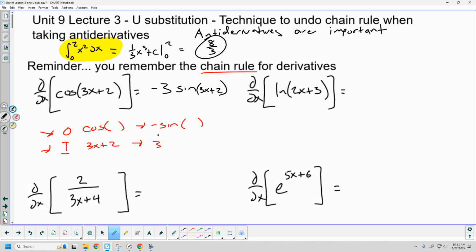Cool. And we could do the other ones, we'd be fine. A lot of you no longer use O and I because you understand conceptually that the derivative inside stays the same, and I need the derivative of the inside. So you don't do the O and the I. And that's fine.